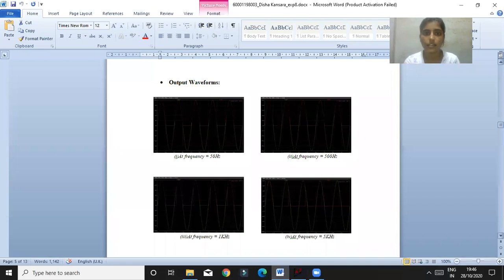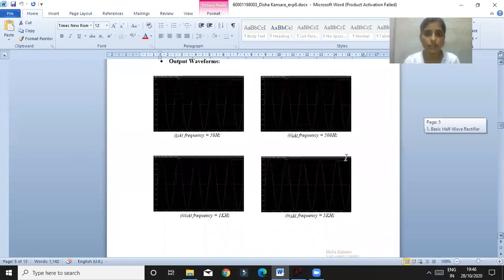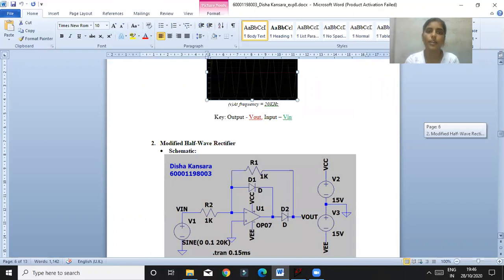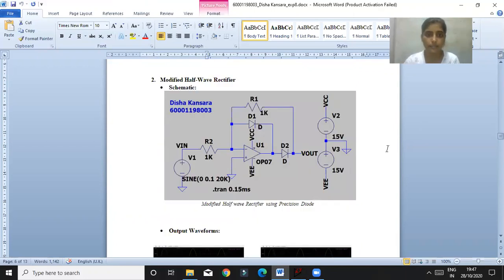So this is the output waveforms for the different frequencies. This is for 50 hertz, this for 500, 1K, 5K, and this is for 20K. So let's see the next one, the modified half wave rectifier.